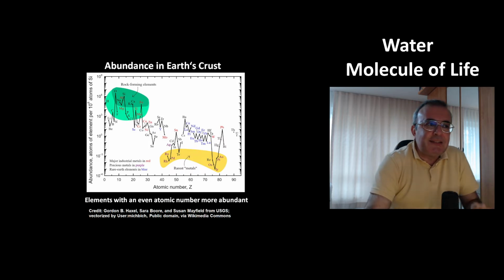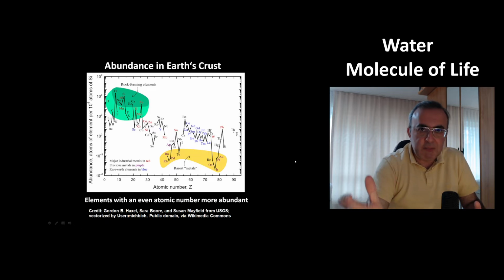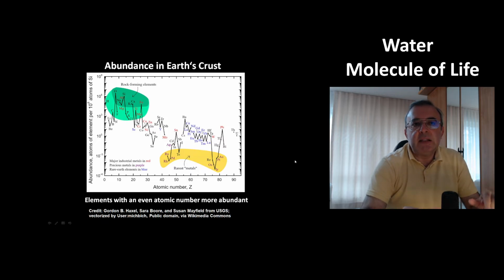And the elements with the even atomic number are more abundant because in the universe the second most abundant element is helium. It has 2 protons, and helium is the building block of these elements. For example, if you put 3 helium nuclei together, you get carbon, and with 4 you get oxygen, and that's why these elements are so abundant.